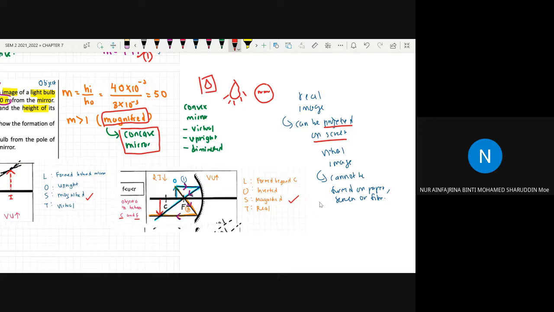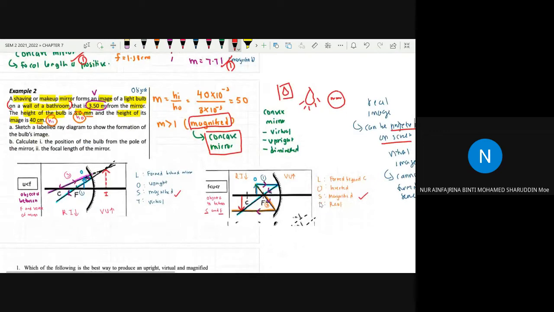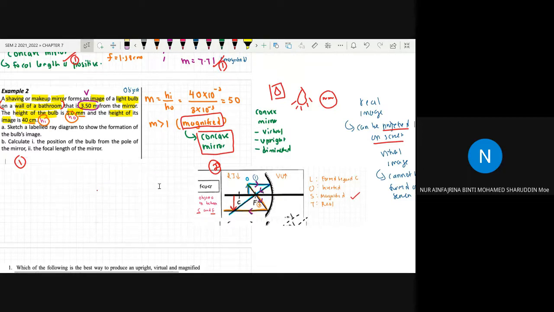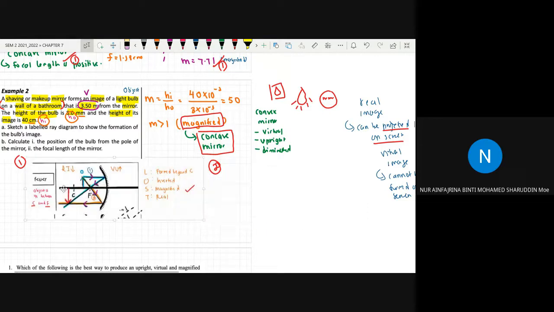Sekarang Miss nak tanya soalan ini, image tu awak boleh nampak tak dekat wall of the bathroom? Boleh nampak ke tidak anak-anak? Boleh. So bila dia boleh nampak, dia real image ke virtual image? Real. So kita nak pakai yang mana satu, the first one or the second one, bila nak lukis dia punya ray diagram? Second. Very good. So, the second one is correct. This is how you draw you punya ray diagram.